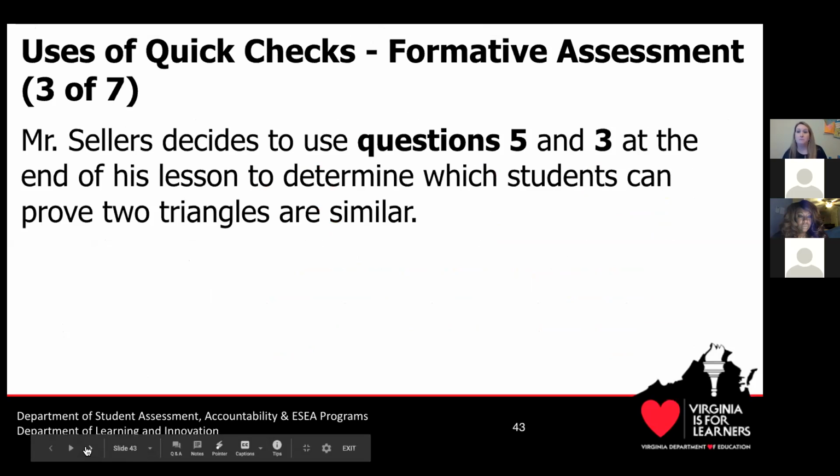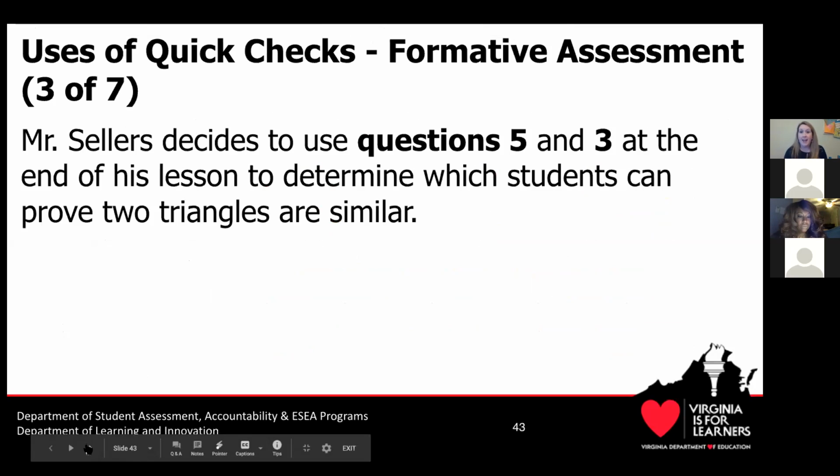Okay, and then again, for that formative, just quick, where are my students? What supports do I need to provide? Which students understand and are ready to move forward, and which students might need a little mini lesson, a little extra support. Mr. Sellers uses questions 5 and 6 at the end of his lesson, right?